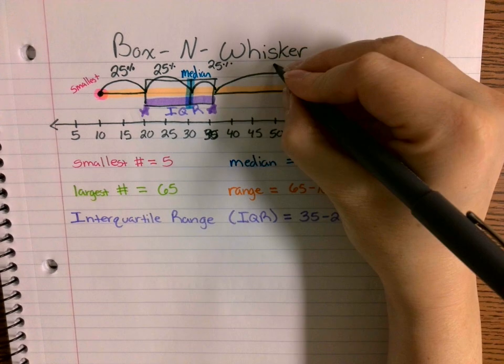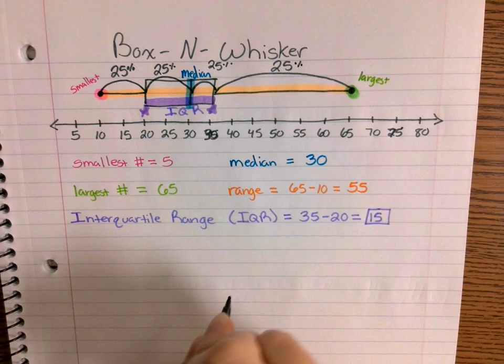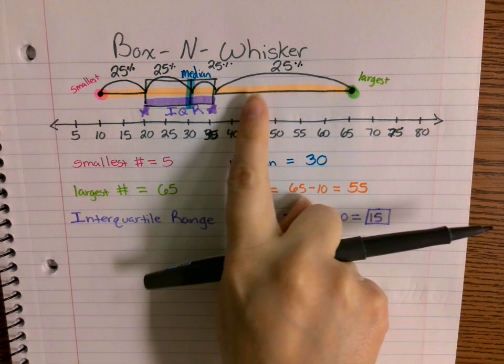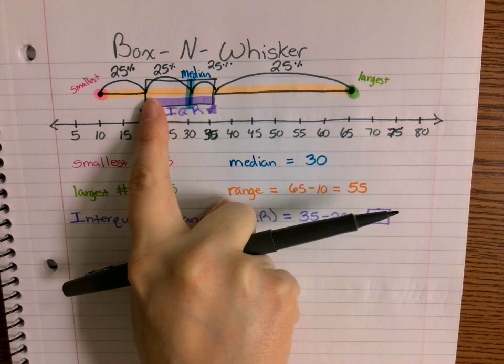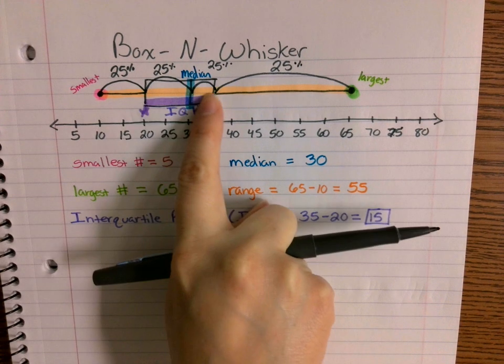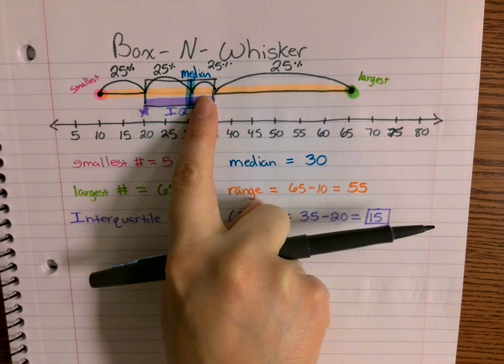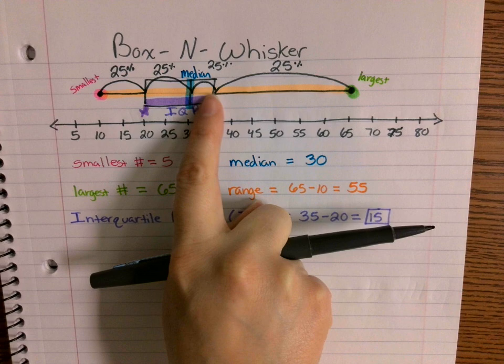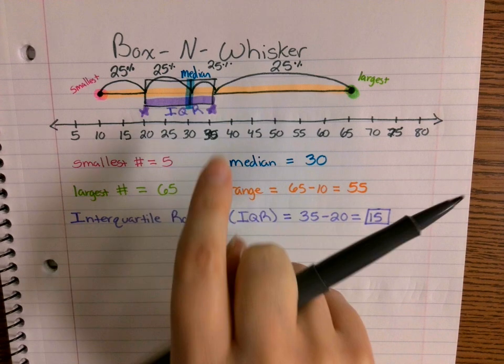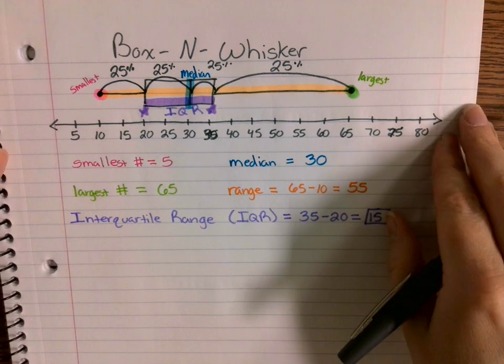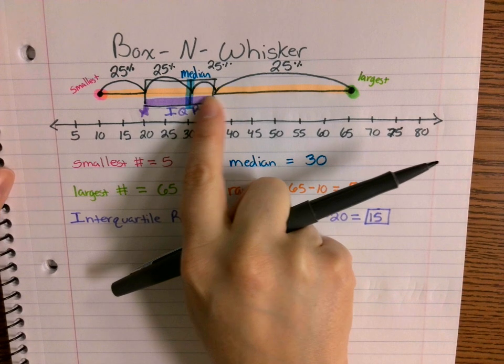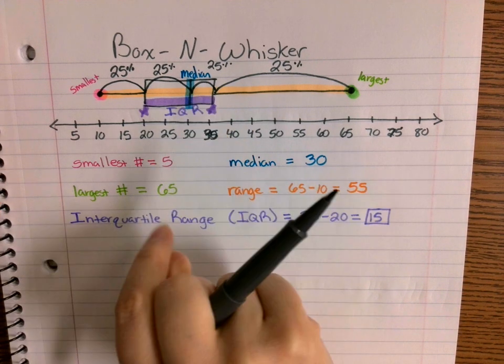Now look, are they equally spread out? No. In fact, this third section is the smallest section, but it doesn't mean that it doesn't have the same amount of numbers. If there are 20 numbers in my data set, then 5 of the numbers are going to fall between 30 and 35. That means I might have some repeats. I might have a mode in here somewhere.